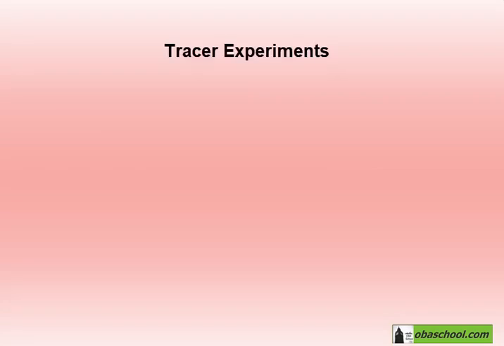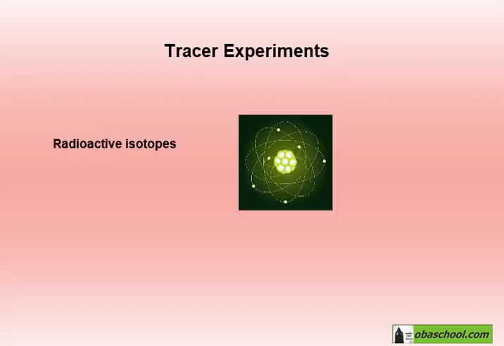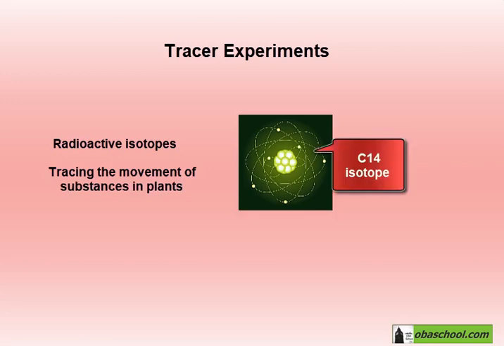Other experiments we can perform with plants are the tracer experiments. In tracer experiments, we use radioactive isotopes. These are useful for tracing the movement of substances in plants. The C14 isotope is a radioactive isotope of carbon and can be used to radioactively label carbon dioxide.